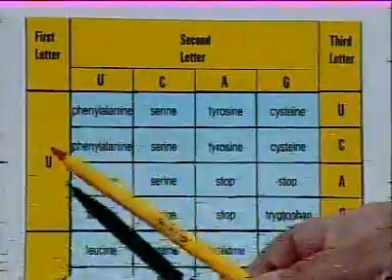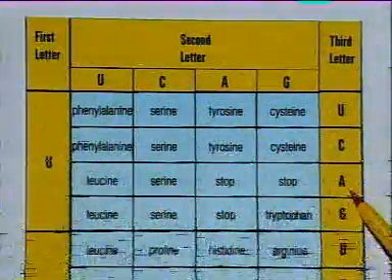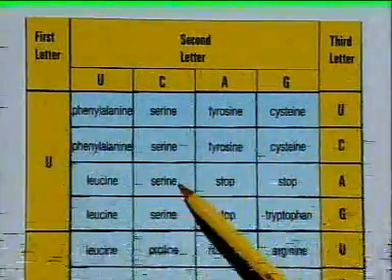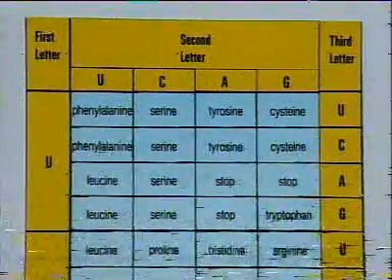Now, the genetic code is universal, except in the case of the mitochondrial code. In other words, in all living organisms, one code, for example UCA, spells a specific amino acid, and that's serine. Now, this code system has no commas or full stops. Therefore, the insertion or deletion of any base changes the whole sequence of amino acids from that point onwards.